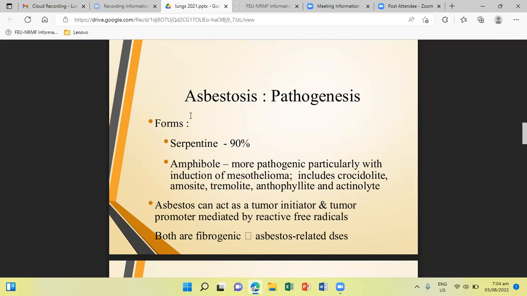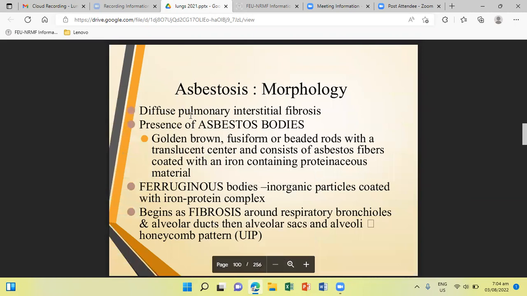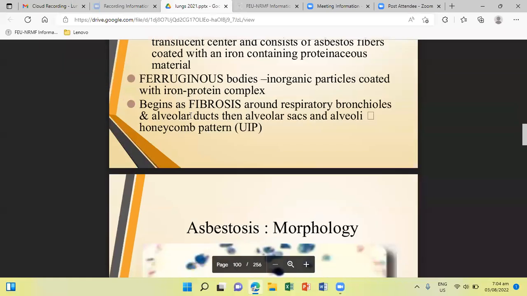Mesothelioma is a malignant tumor which is derived from the lining layer of the pleural surfaces. But bear in mind that both amphiboles and serpentine are fibrogenic, and increasing doses are associated with a higher incidence of asbestos-related diseases. So how do we diagnose it? When you look at the lung parenchyma, fibrosis is expected, but you may also see what we call asbestos bodies. Asbestos bodies look like this.